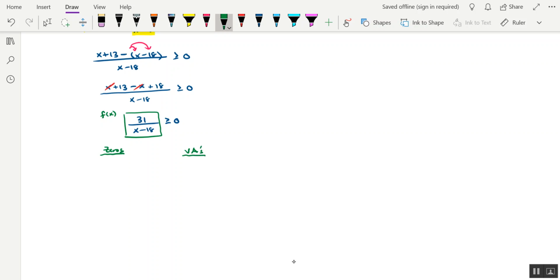The zeros are found by taking the numerator of the rational function and setting it equal to 0. That would amount to 31 equals 0, which is obviously a false statement. So this rational function has no zeros, or I'll put none. However, it does have a vertical asymptote, and we can find it by taking the denominator and setting it equal to 0. That's x minus 18 equals 0, and we get x equals 18. So there is a vertical asymptote at the x value of 18.